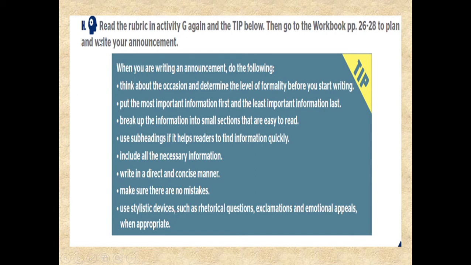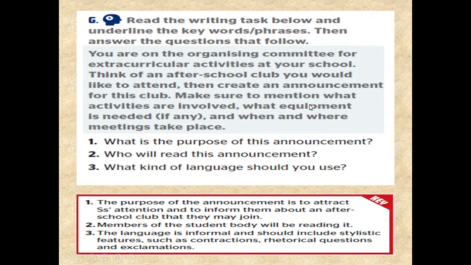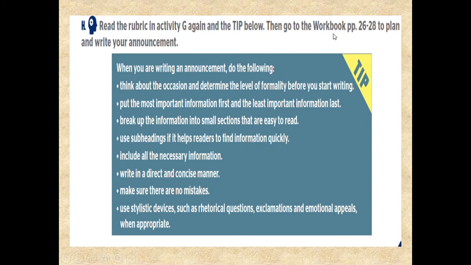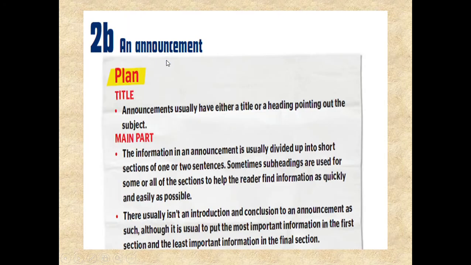Your task now is to read the rubric in Activity G again. Here, read the task again. Then go to the workbook, pages 26, 27, 28, to plan and write your announcement. Open page number 26 in the workbook. Here is a plan. You present your own title. Announcements usually have either a title or a heading pointing out the subject. Be careful, it must be a catchy title to draw the reader's attention.